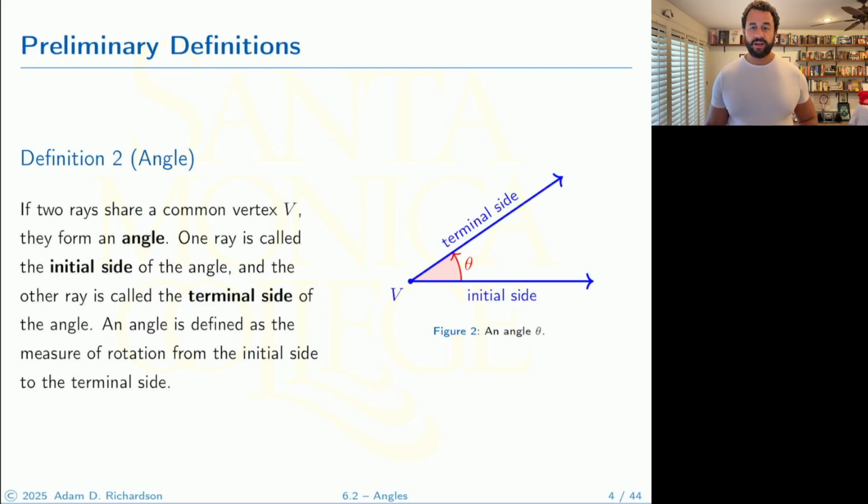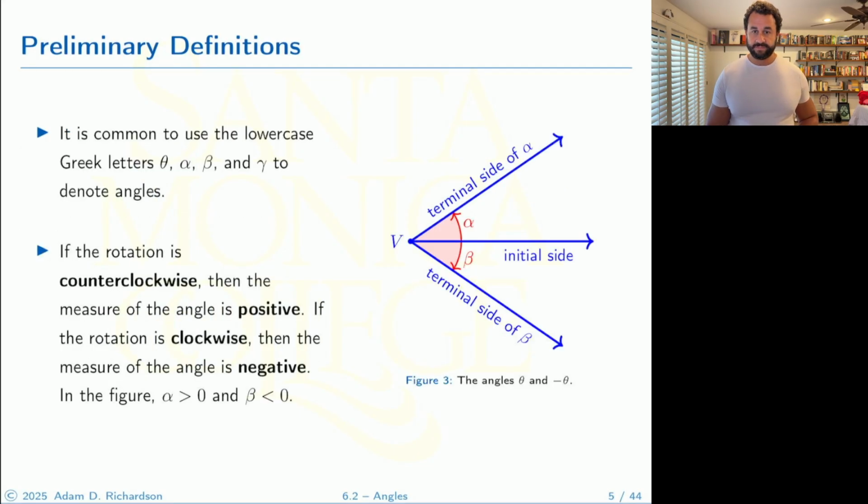Now, if two rays share a common vertex V, then they form what we call an angle. So an angle is basically the going between two rays like so. One ray is called the initial side, that's where the angle begins, and the other ray is called the terminal side, that's where the angle ends, all right? And the angle itself is defined as the measure of rotation from that initial side to the terminal side. Now, we often use lowercase Greek letters to denote angles. It's just kind of a mathematical convention. So you'll see letters like theta, alpha, beta, and gamma to denote angles. Just assume they're angles for now.